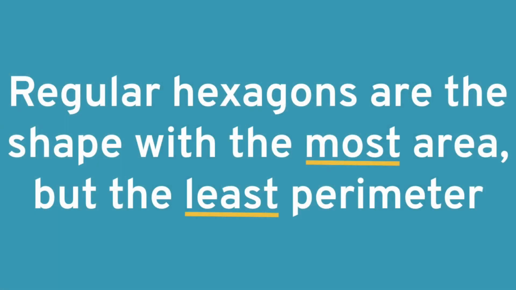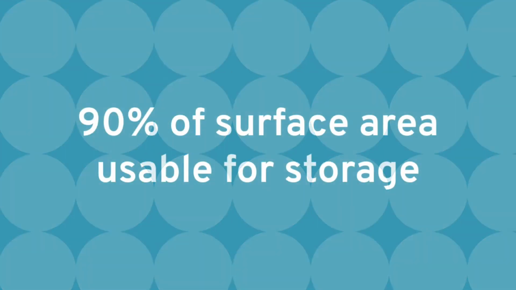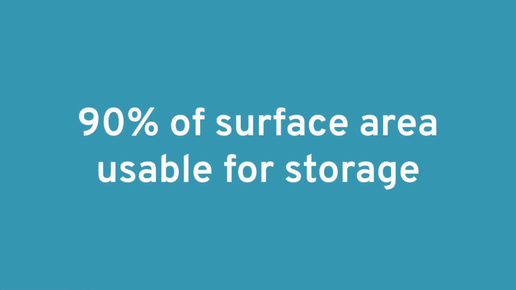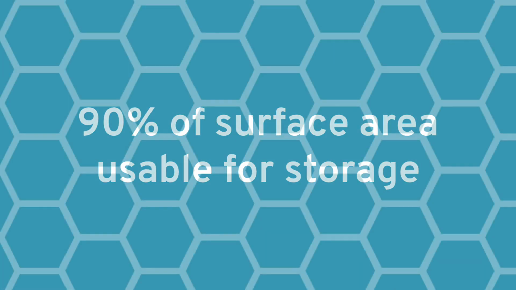This means that regular hexagons are the shape with the most area but least perimeter. Therefore, for bees, they would need less wax material than if they were to make square or triangle-shaped honeycombs. If bees used circles, then there would be excess space between the combs, and only 90% of the surface could be used for storage. Furthermore, hexagons with their angles of 120 degrees are extremely stable shapes for building with.